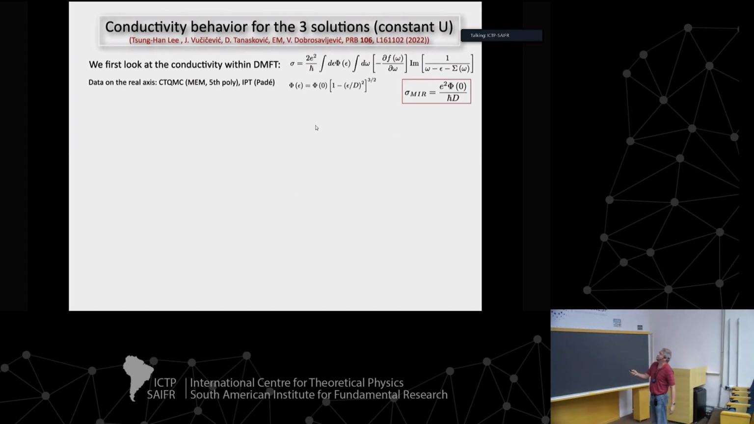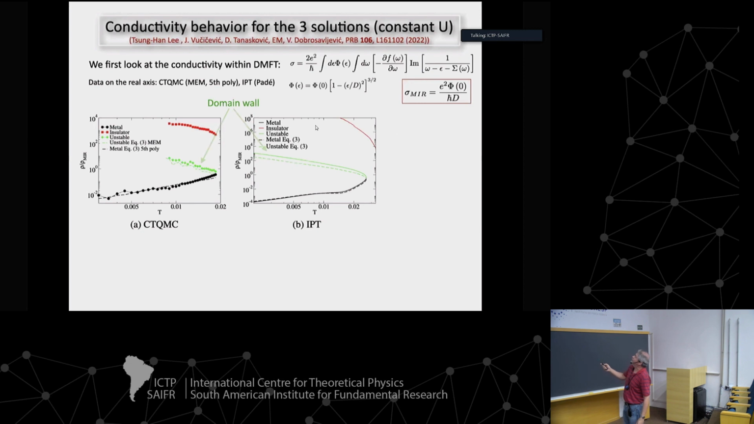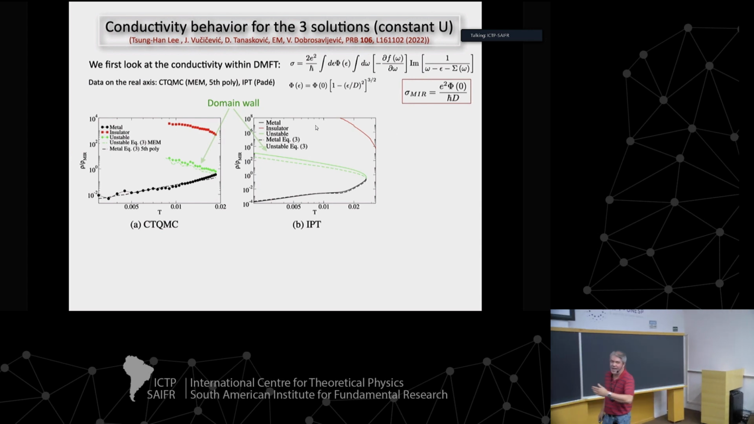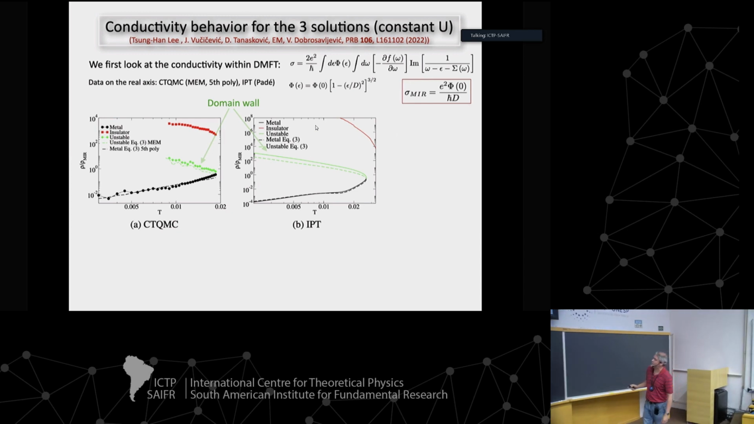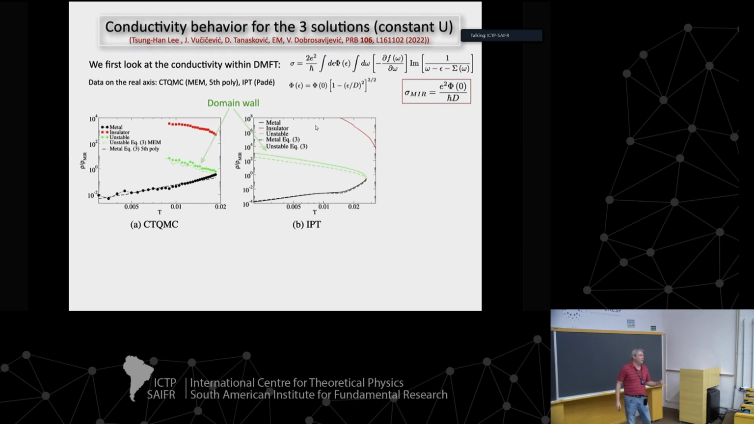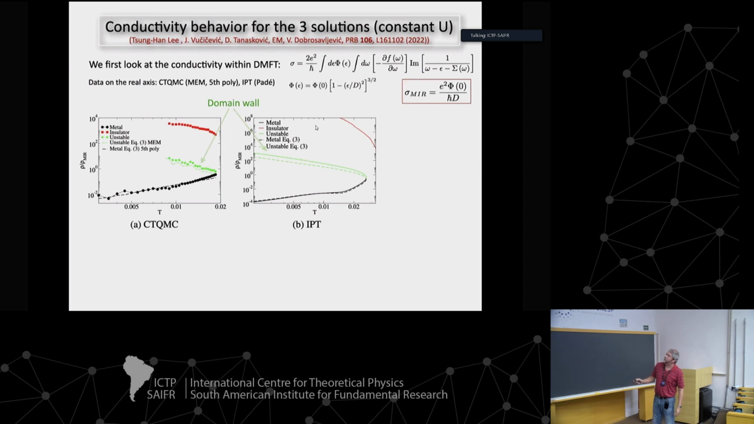So this is just the standard formula from using the self-energy to get the conductivity within dynamical mean field theory. As a reference, I use here the conductivity at the so-called Mott-Ioffe-Regel limit, where the mean free path is on the order of the lattice parameter. Here I show two techniques for solving the impurity problem, iterated perturbation theory that I was showing before, and continuous time quantum Monte Carlo, and the three solutions: the metallic solution, the insulating solution, and the domain wall in green.